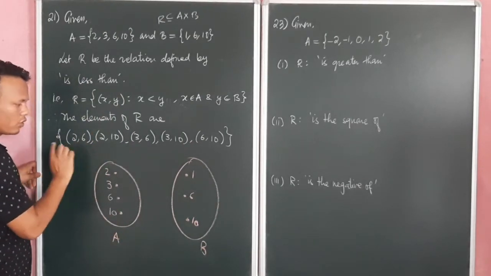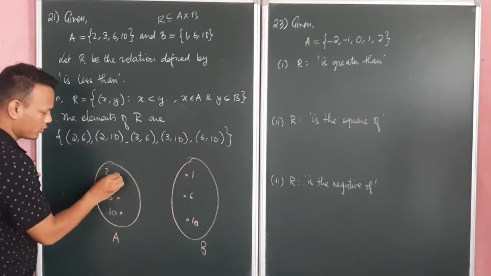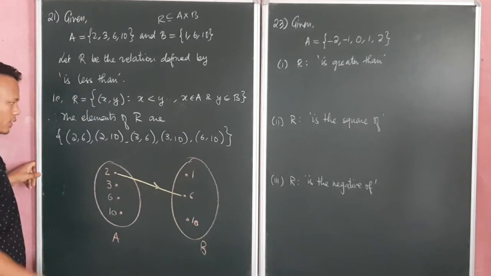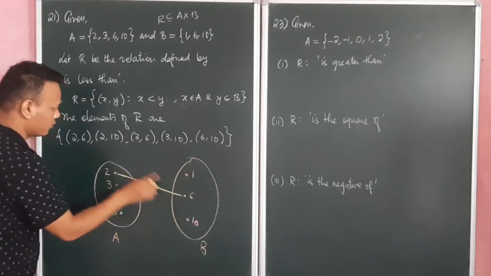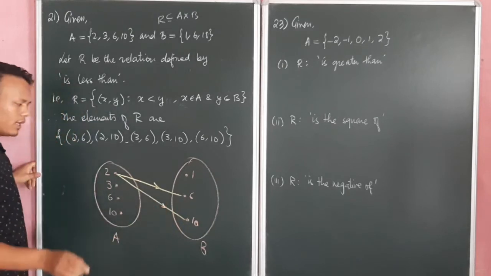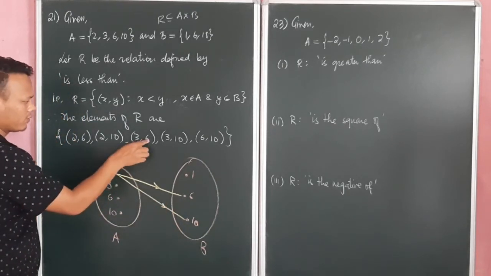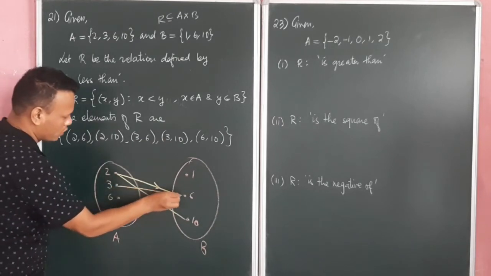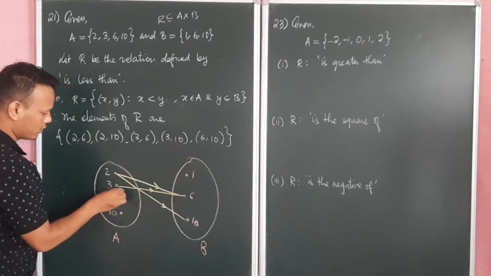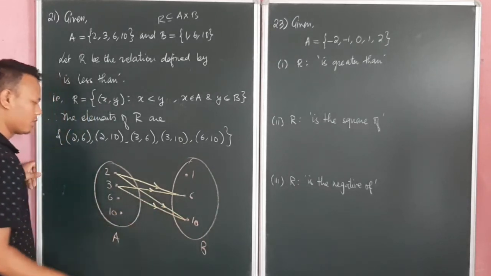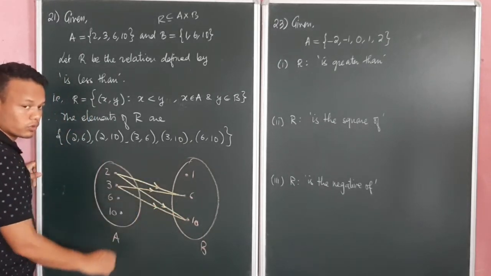This is also called mapping. So 2 has to be mapped with 6. 2 is mapped with 10 as well. Next is 3. So 3 is mapped with 6 and 10. So 3 will again go to 6 and 3 will go to 10 as well. You have to show the arrows also.